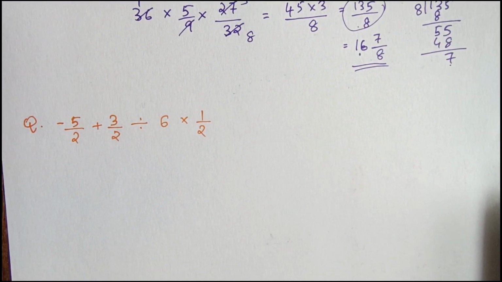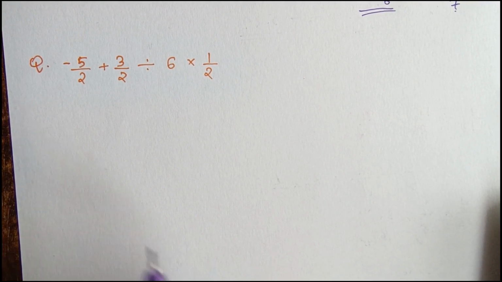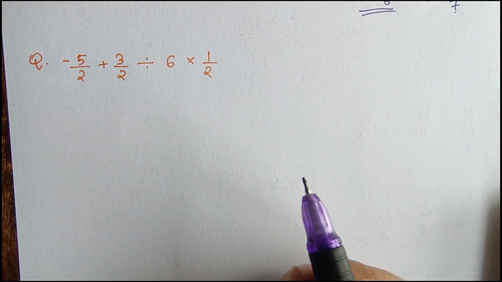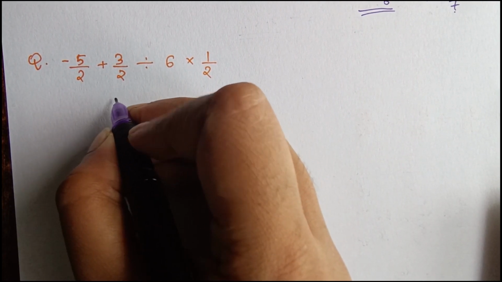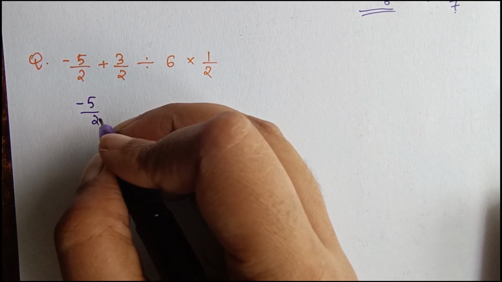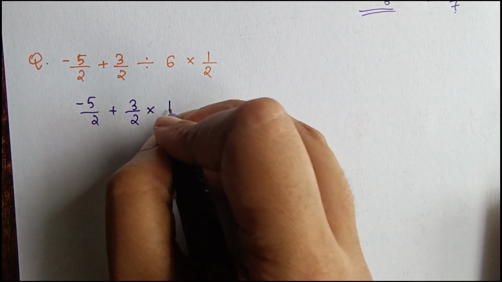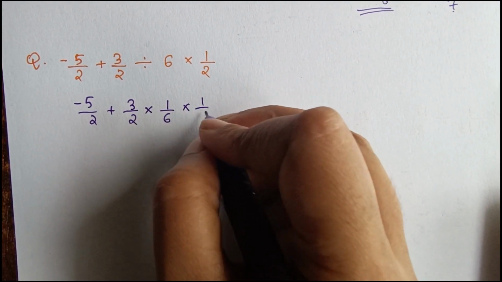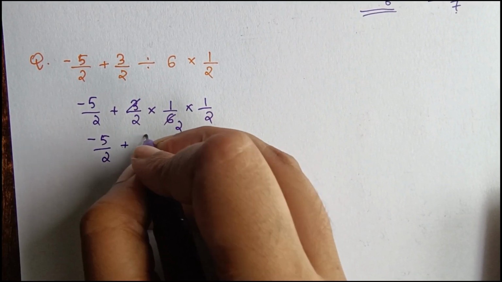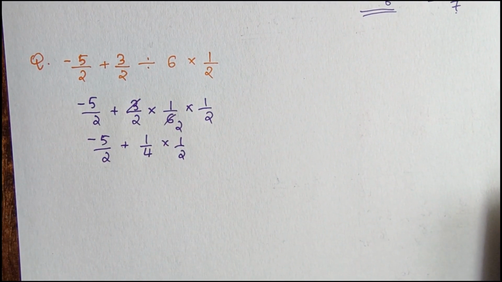We can look into another previous question, that is minus 5 by 2 plus 3 by 2 divided by 6 into 1 by 2. So here we have an addition, a division, and a multiplication. So here we will first do the division part, that is minus 5 by 2 plus 3 by 2 into 1 by 6 into 1 by 2. So here 3 and 6 will cancel. So minus 5 by 2 plus 1 by 4 into 1 by 2.